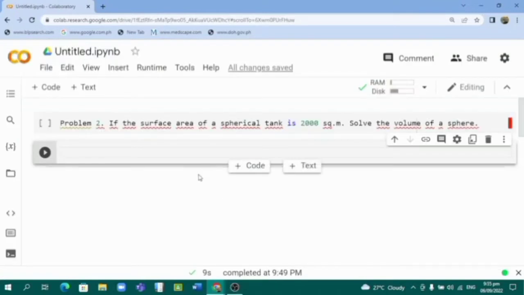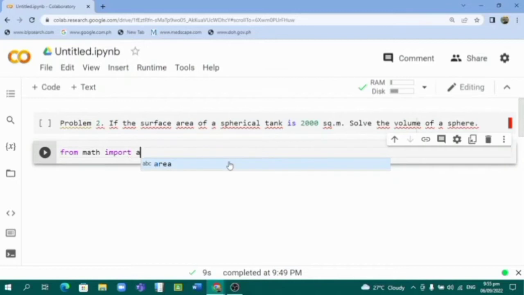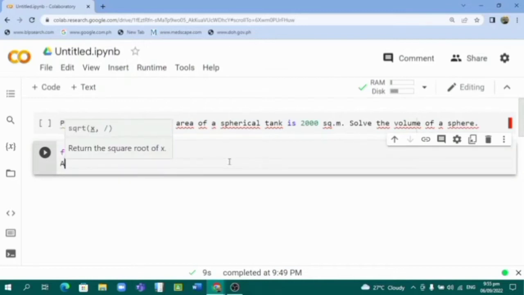The surface area of a spherical tank is 2,000 square meters. Solve the volume of the sphere. So the first line, we're gonna from math import, we're gonna import square root, and in the second line we're gonna type the variable A, equal sign.